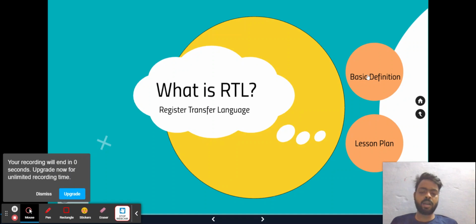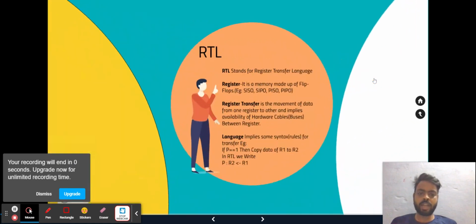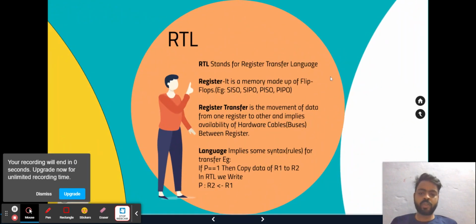So if we are going to discuss the basic definition of RTL, that is register transfer language, it is made up of three terms: registers, transfer, and language. So first of all, I would like to discuss what is a register. Basically, a register is a memory, and registers are made up of flip flops.